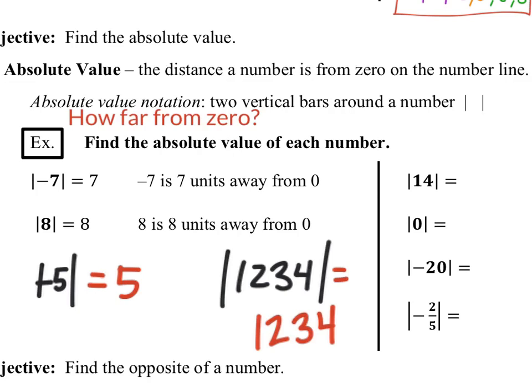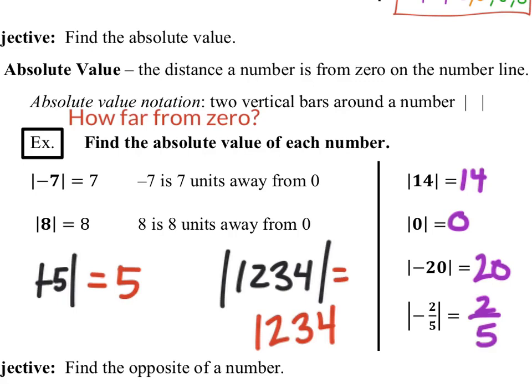So in these examples to the right, again, we would say the absolute value of 14. How far away is 14 from 0? It's 14 from 0. How far is 0 away from 0? It's 0 away from 0. How far is 20 away from 0? It's 20 away from 0. And finally, how far is negative 2/5 away from 0? It's 2/5 away from 0. Okay? This literally is that simple.